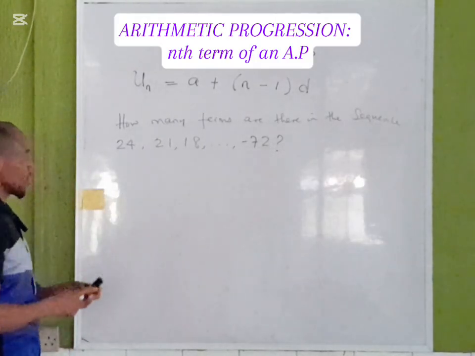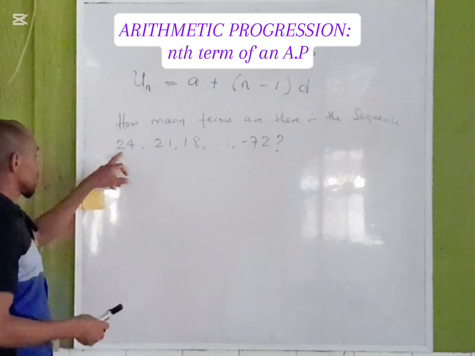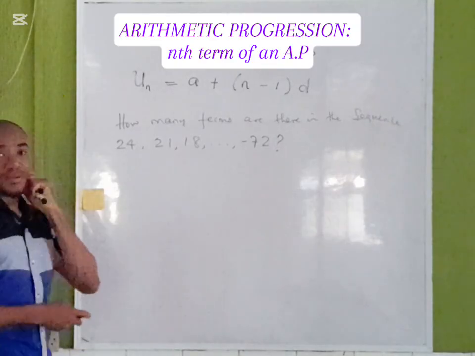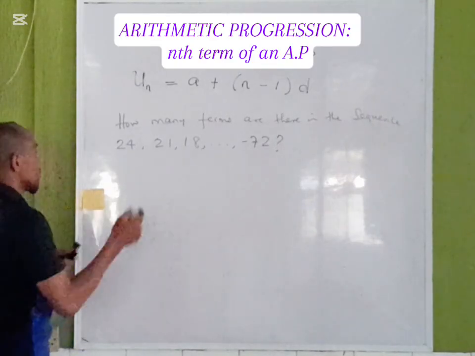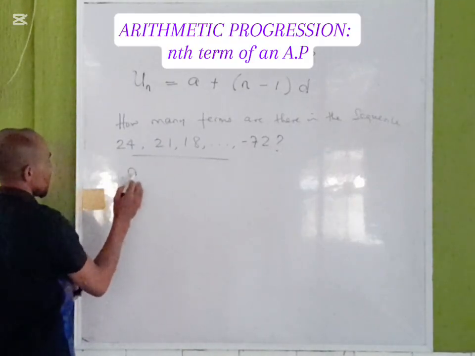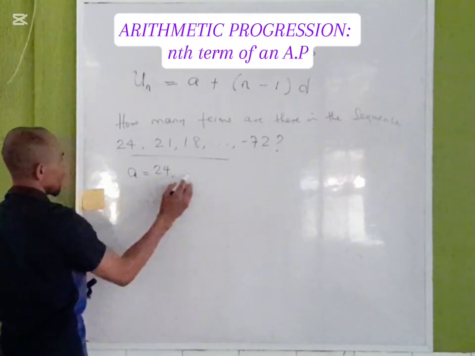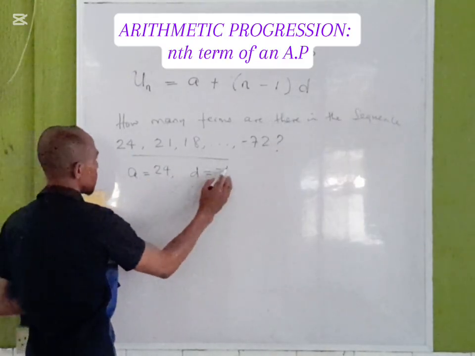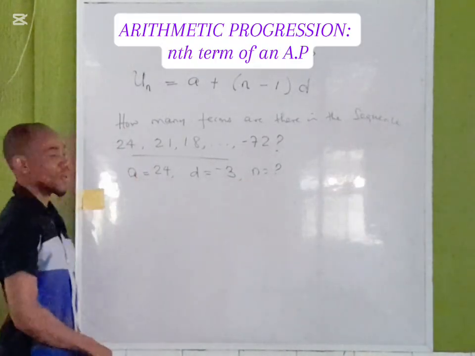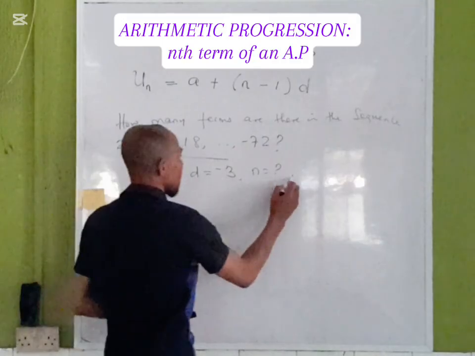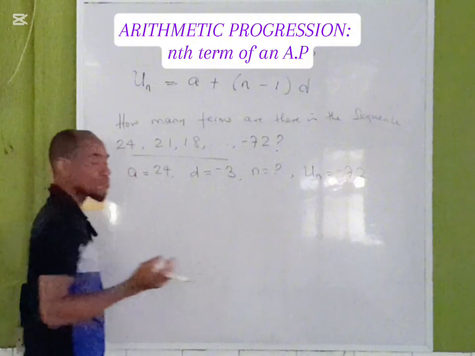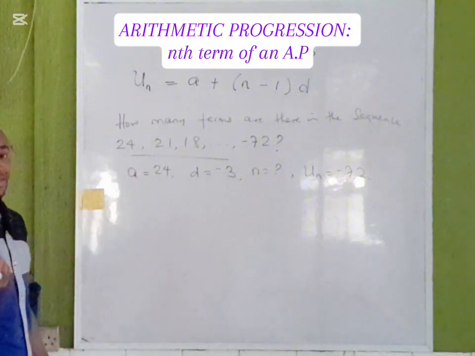Again, let's find out what type of sequence this is. 21 minus 24 is minus 3. 18 minus 21 is also minus 3. So that establishes that we are dealing with an AP here. And you can simply use the formula. But before then, let's list the parameters. A is the first term here, and that's 24. D has been confirmed to be minus 3. N is what we are asked to find, how many terms are there. But we have our last term there, Un, is minus 72, because Un doubles as the last term, just as it is the nth term.